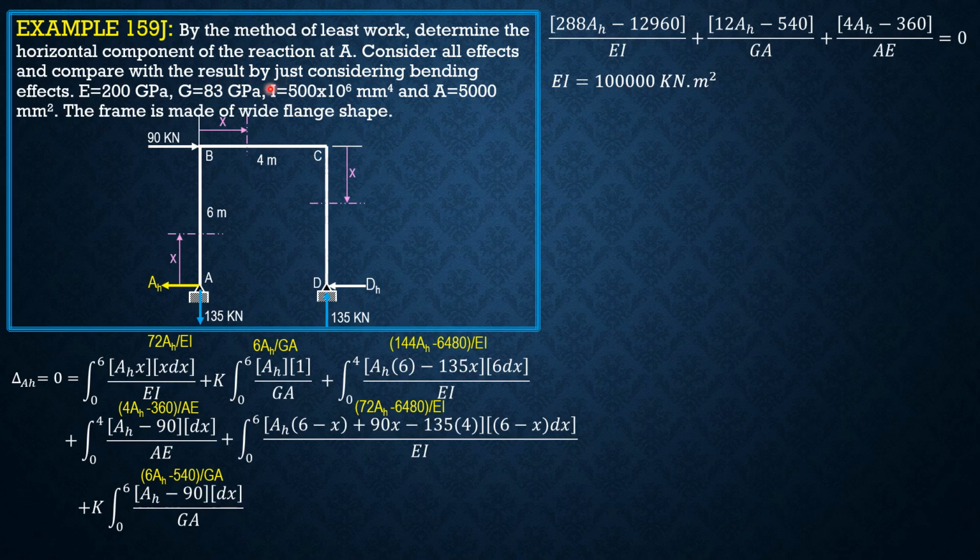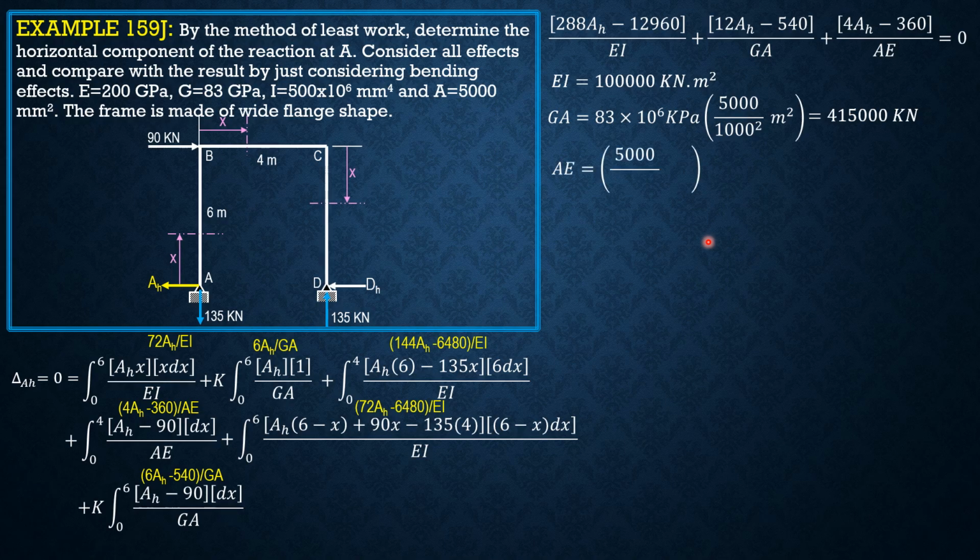For GA, 83 times 10 to the 6, then area 5,000 over 1,000 square, you will get 83 times 10 to the 6 kilopascals times 5,000 over 1,000 square. That would be in kilonewtons. So 415,000 kilonewtons. The numerator here is kilonewton meter. This is also kilonewton meter. Then this is in kilonewtons, so that makes meter. Then AE is 5,000 over 1,000 square meter square times 200 times 10 to the 6 kilopascals. So that would be 1 times 10 to the 6 kilonewtons.